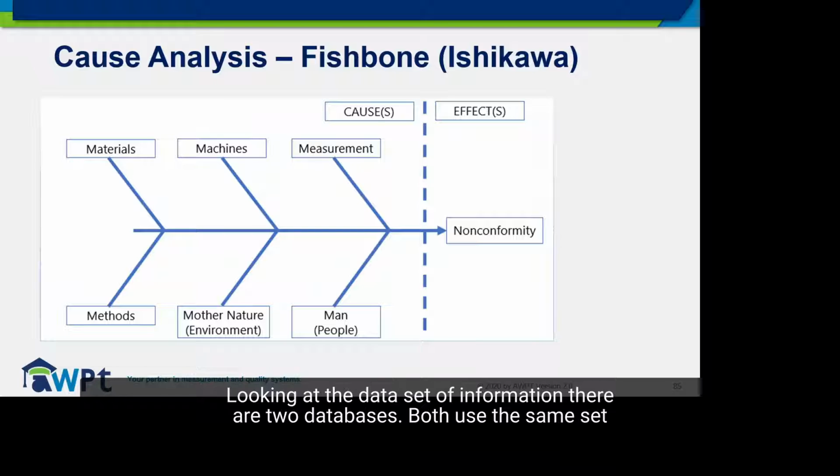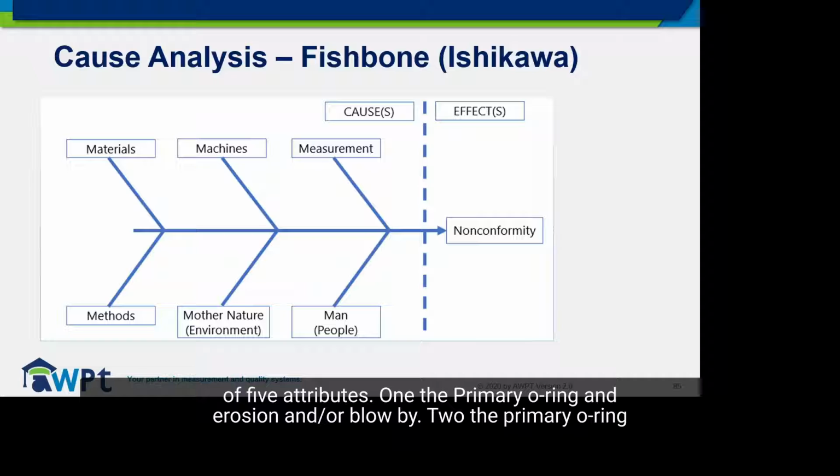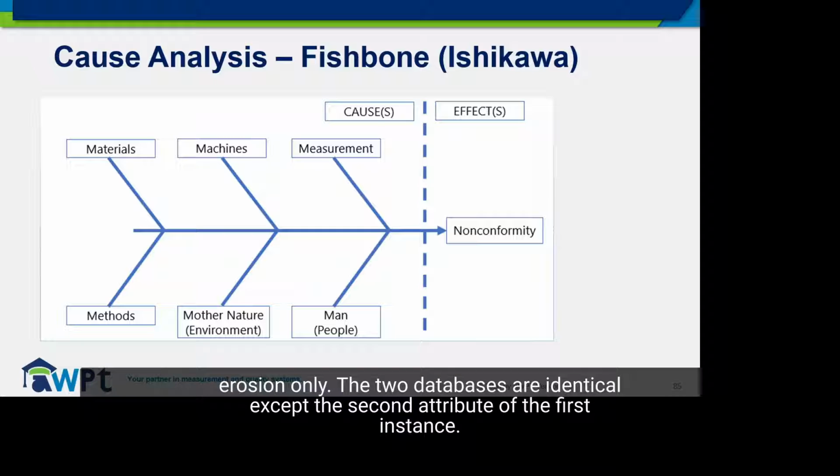Looking at the data set of information, there are 2 databases. Both use the same set of 5 attributes. 1, the primary O-ring erosion and/or blow-by. 2, primary O-ring erosion only. The 2 databases are identical, except the second attribute of the first instance.